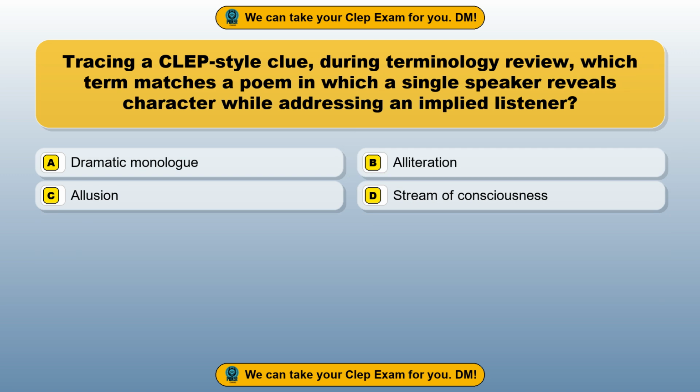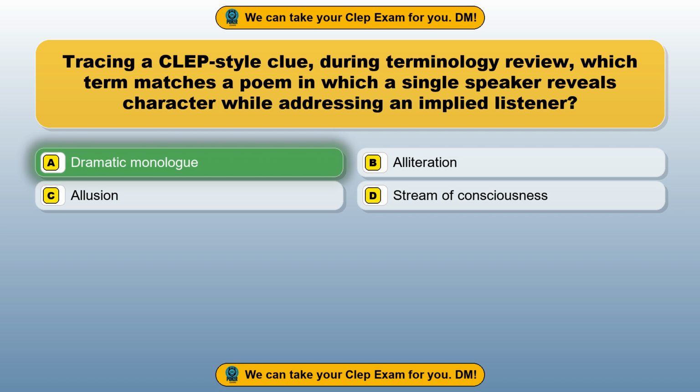Question 56. Tracing a CLEP-style clue during terminology review, which term matches a poem in which a single speaker reveals character while addressing an implied listener? Option A, dramatic monologue. Option B, alliteration. Option C, allusion. Option D, stream of consciousness. The correct answer is option A, dramatic monologue.